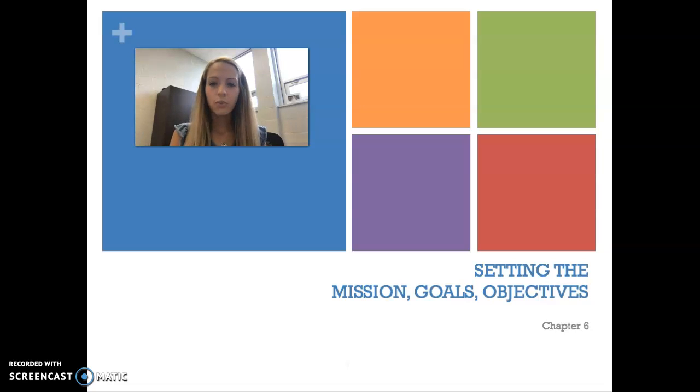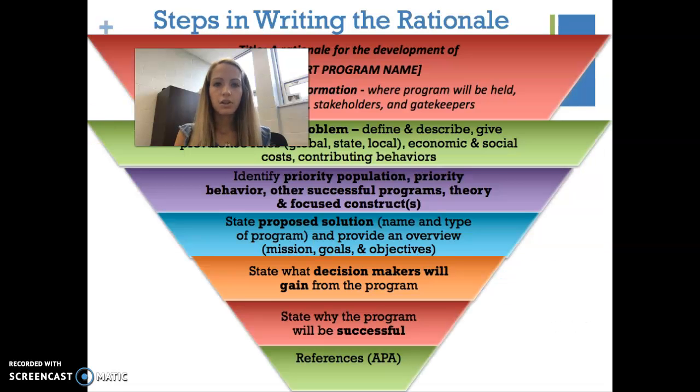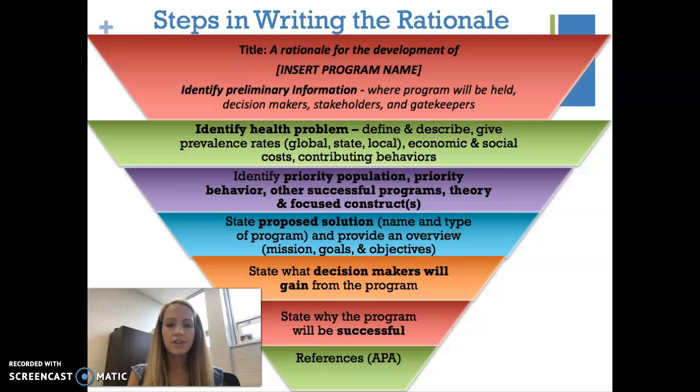Hey everyone, we are starting our new module talking about setting mission, goals, and objectives for your programs. This module will cover Chapter 6 in your textbook, so be sure to read over that as we go through this module.